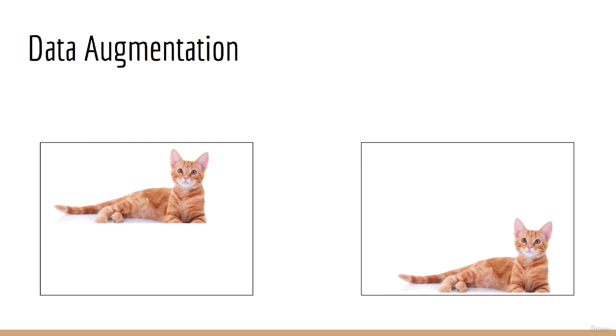Now, the neural network may be able to identify this because of convolution, but perhaps there's a way to help the neural network learn this translational invariance using data augmentation.